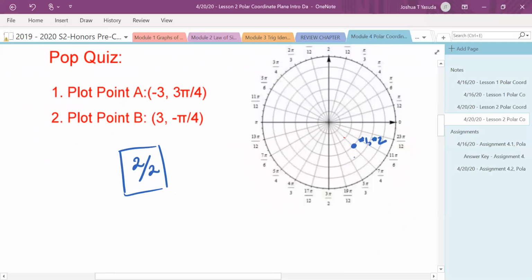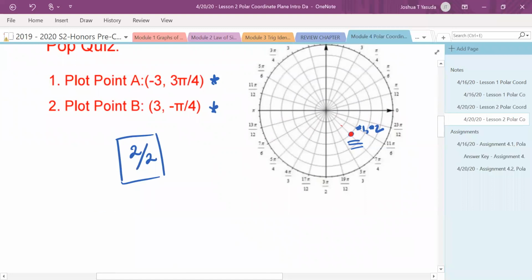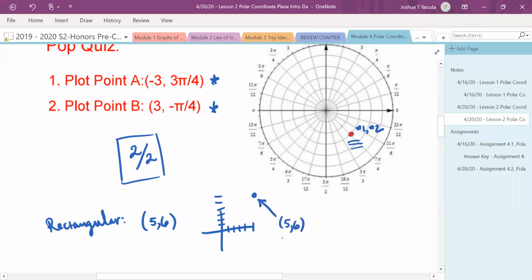We talked about this in the last lesson, that multiple points can end up at the same spot. If they end up at the same spot, that's fine. It's not like in rectangular, where if I say plot the point 5, 6, you're like, oh, okay, 1, 2, 3, 4, 5, 1, 2, 3, 4, 5, 6, and there's the point 5, 6. The only point that's going to go right there is 5, 6 when it's in rectangular, when it's x, y.